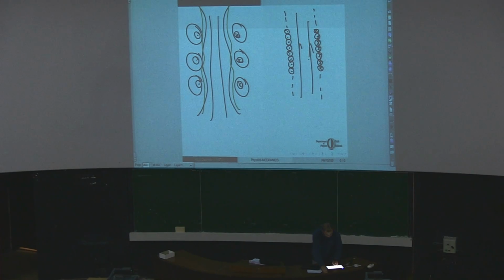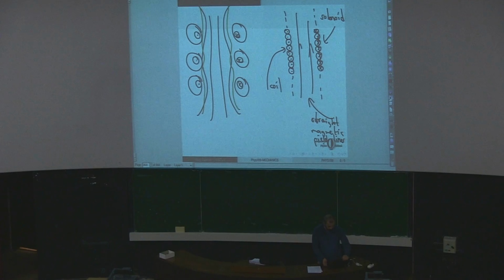This is our coil, and this is uniform straight magnetic field lines. This is what we call a solenoid. Now, how do they look in actual life?